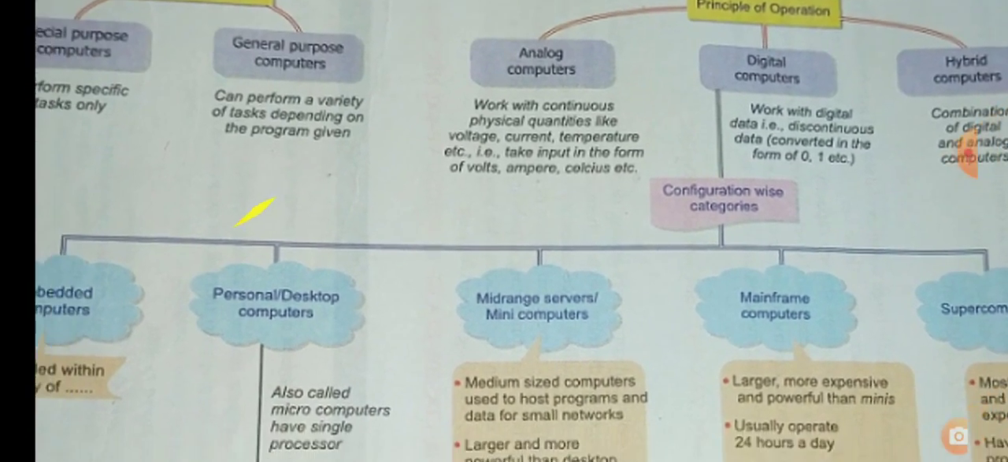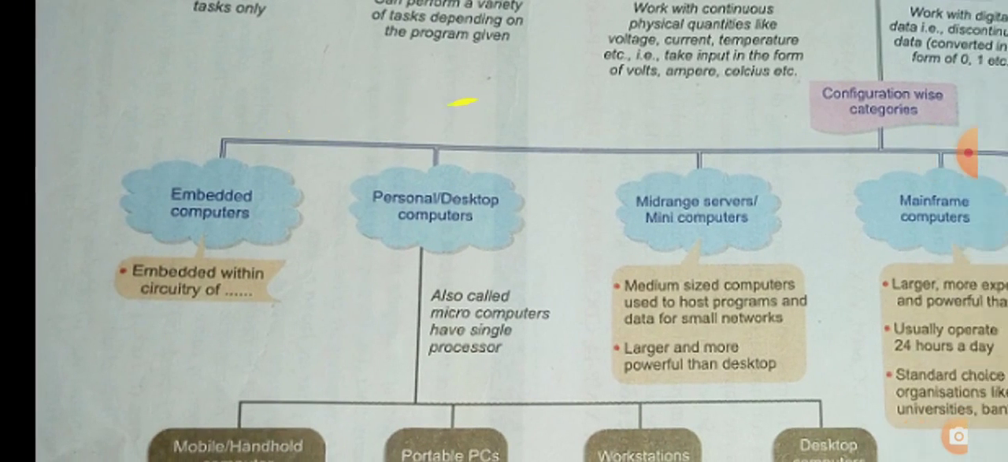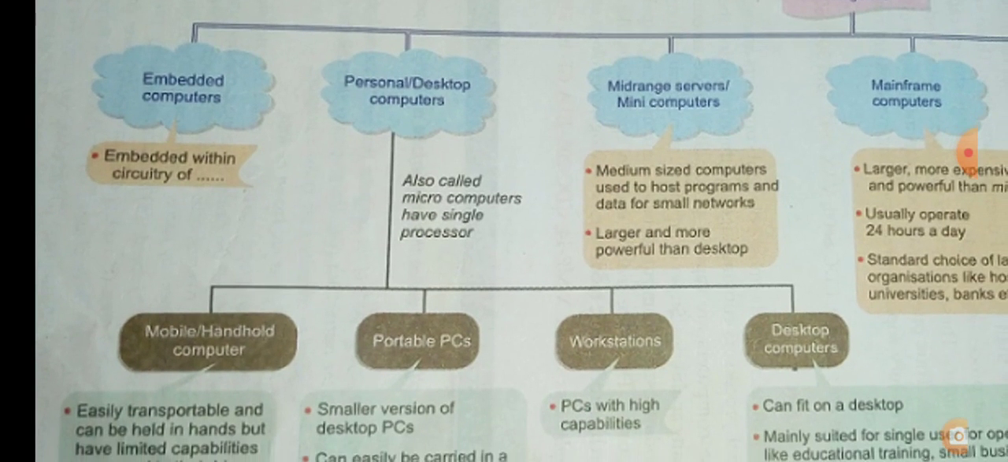Next are digital computers, again divided into five basic categories. First one is embedded computer. These are used in home appliances such as a washing machine or a television set. Second is personal or desktop computer, again classified into four basic categories. First of all, mobile or handheld computers. These are the smallest in size. Second is portable PCs. Examples are laptops. Then workstation.